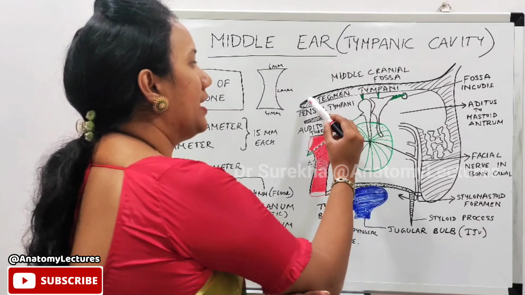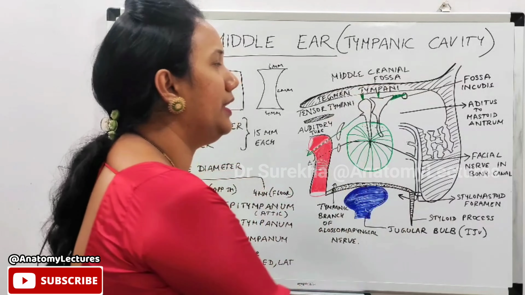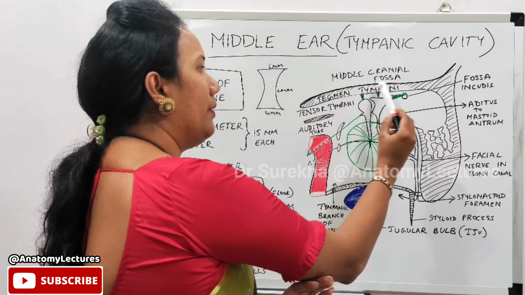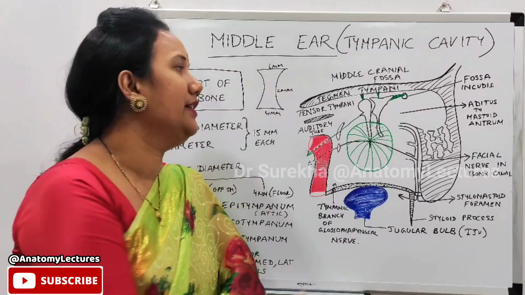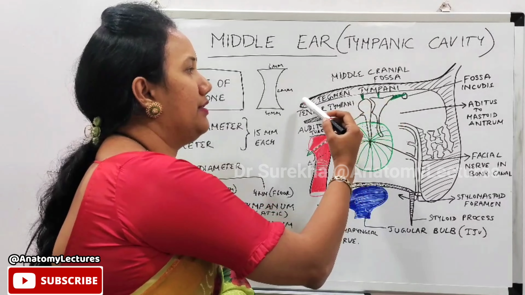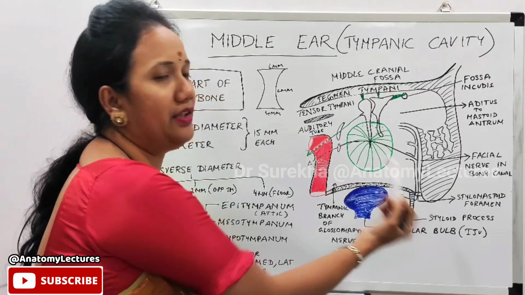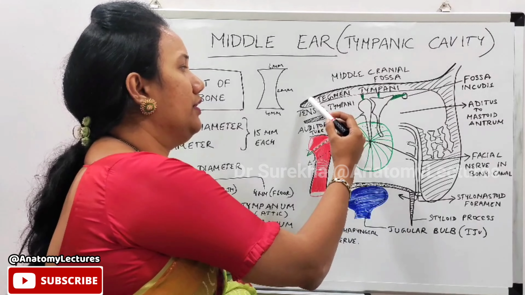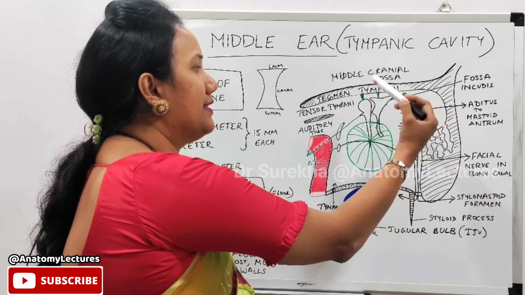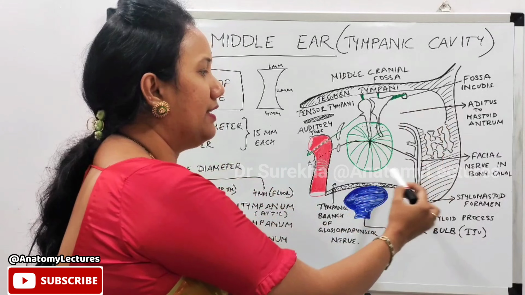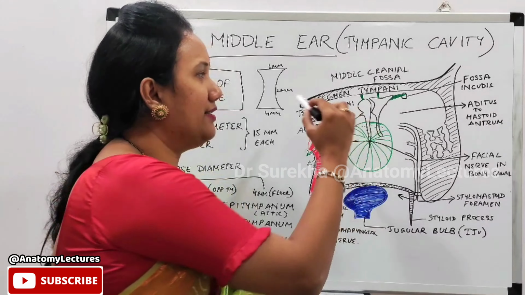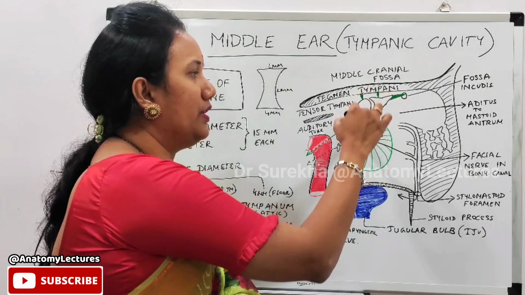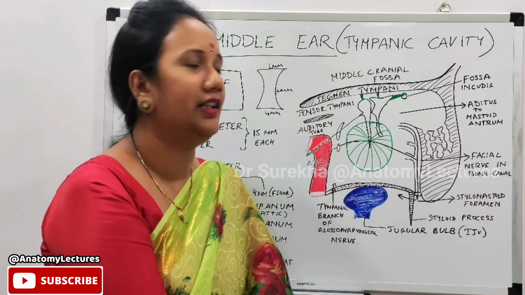So initially, this is the roof of the middle ear. This is formed by a thin plate of bone which is called tegmen tympani. So I told you this is wider in comparison to the floor. This part of the bone separates the middle ear cavity from the middle cranial fossa. So that is the only demarcation between the middle ear and the middle cranial fossa.